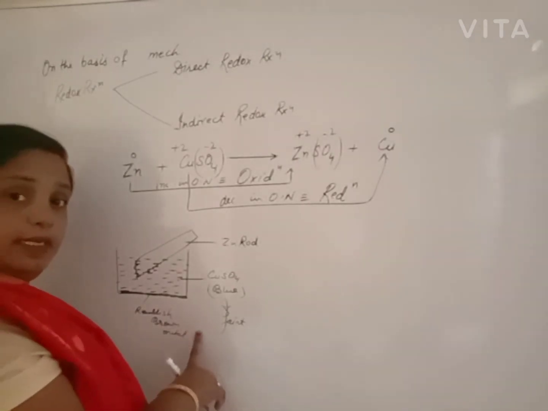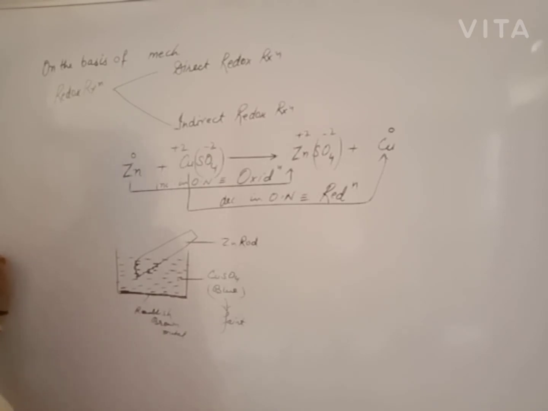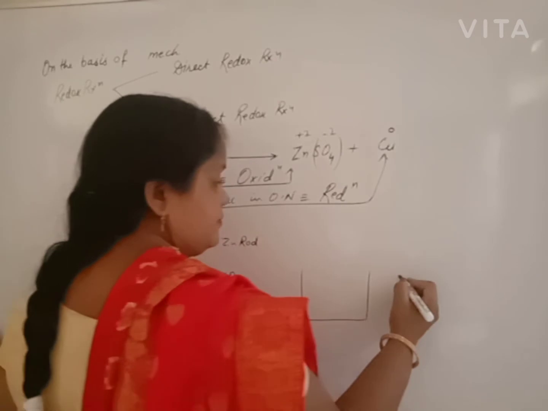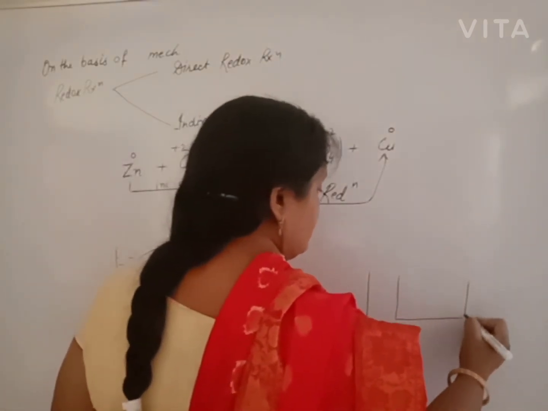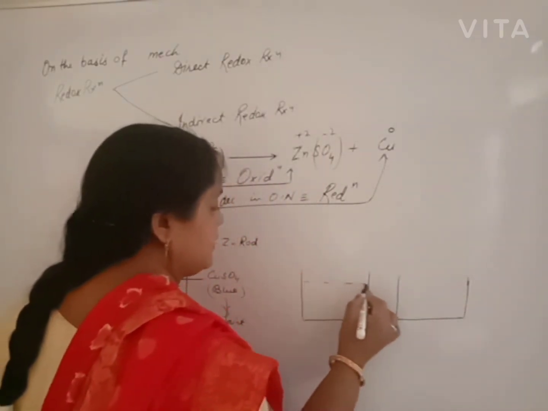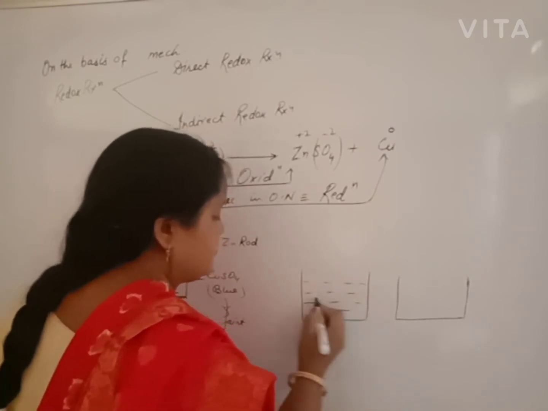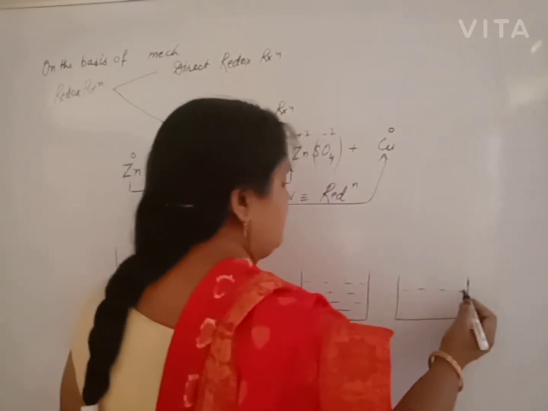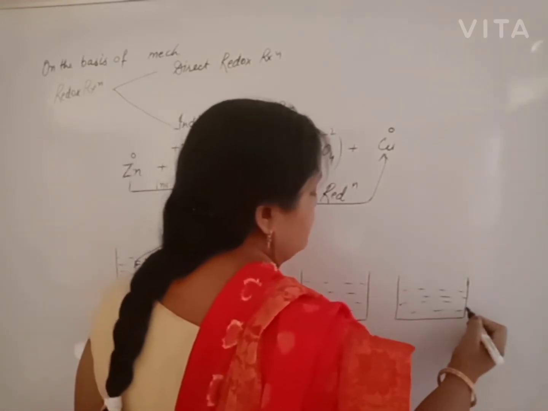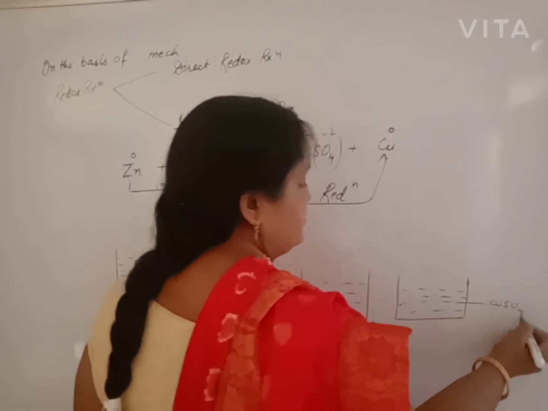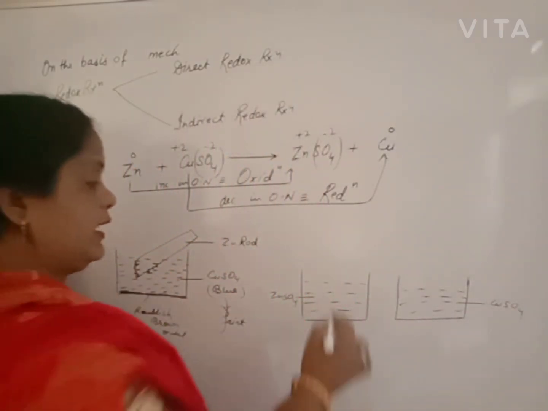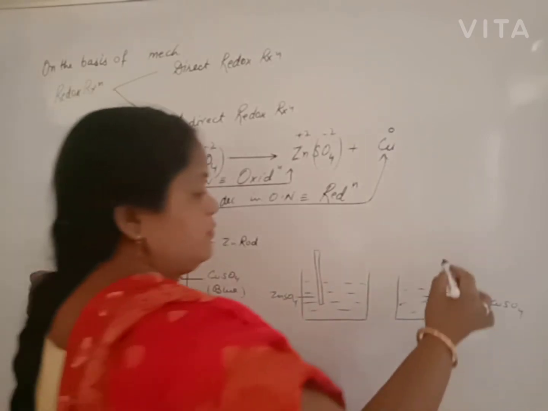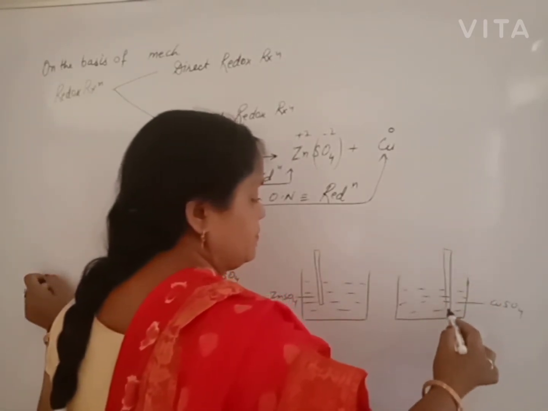Same reaction will be done in two separate beakers. Suppose we have two beakers. One beaker is filled with white color zinc sulfate solution. Another is filled with blue color copper sulfate solution. In zinc sulfate we will dip zinc rod. In copper sulfate solution we will dip copper rod.